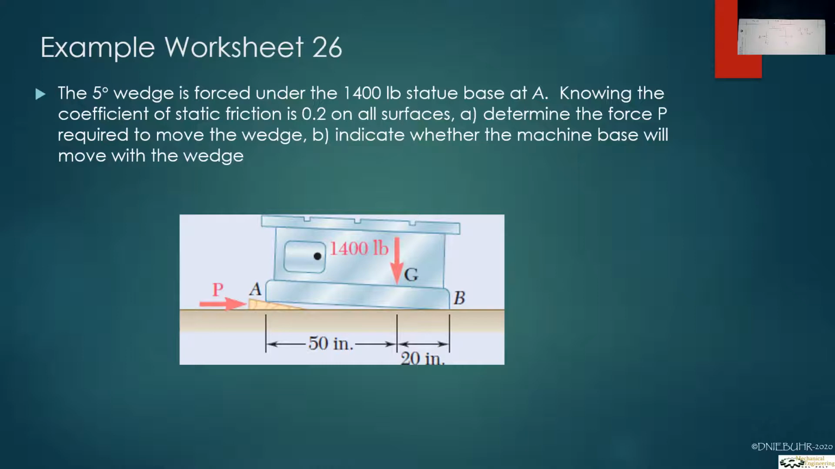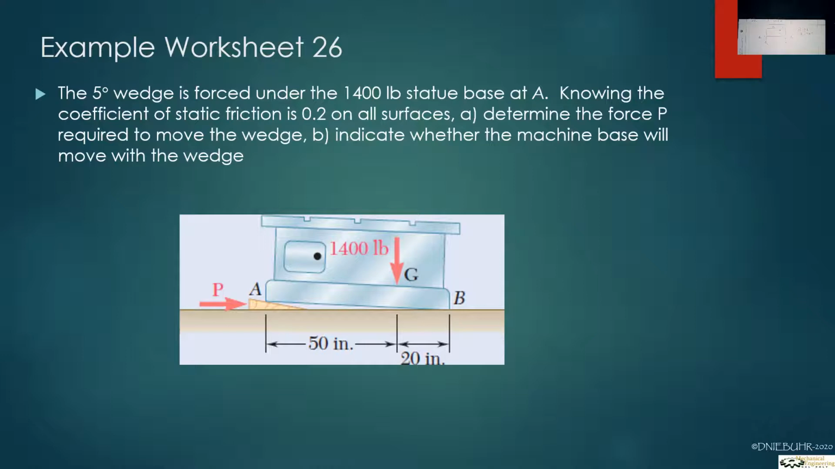So we're given the friction coefficient is 0.2, and we want to know what the force P required is to move the wedge. And then we also want to know whether the machine base will move with the wedge. So that means essentially, if we move P, we try to move the wedge in. Is the friction at B going to be great enough to prevent that, or is the whole thing just going to slide instead? All right.